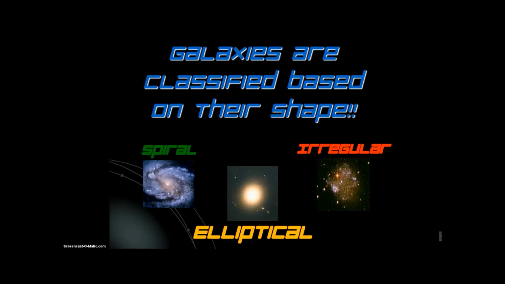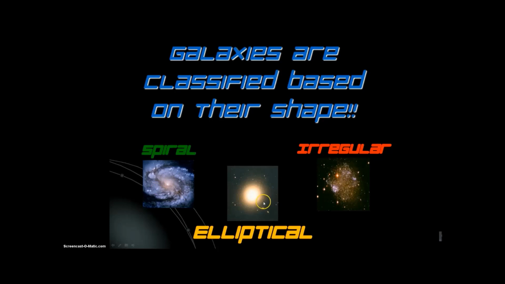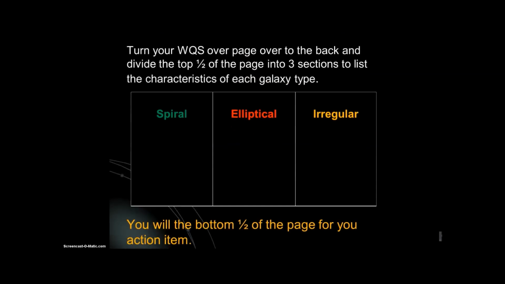What I'd like you to do is turn your notes over to the back. In the top half, or maybe two-thirds of the page, I want you to make three columns, and title them spiral, elliptical, and irregular. I think it would be a good idea underneath each heading to draw the shape of each one of those. You can refer back to this image if you want to know what kind of shape to draw. Write the title and draw the shape underneath it, and then get ready to list some characteristics. Now, I'm going to let you pause the video and set your table up, and then we'll come back and list those characteristics.